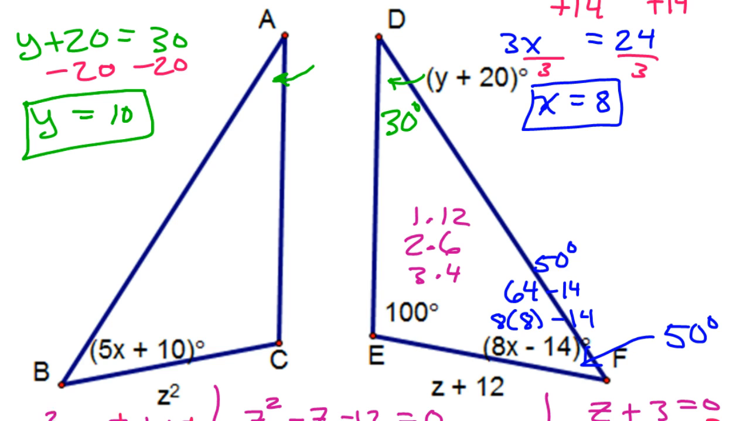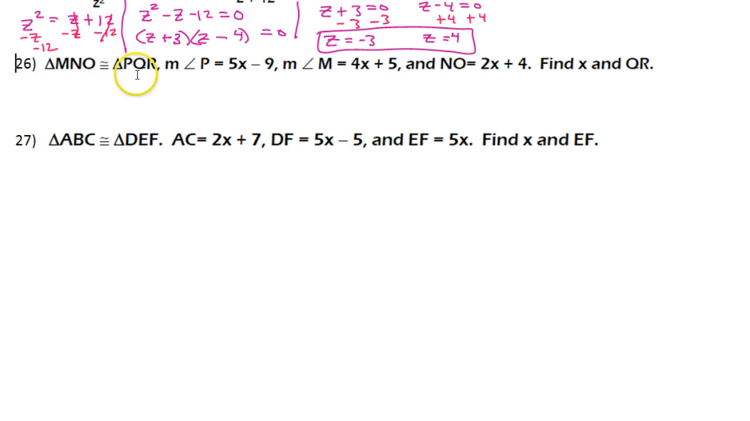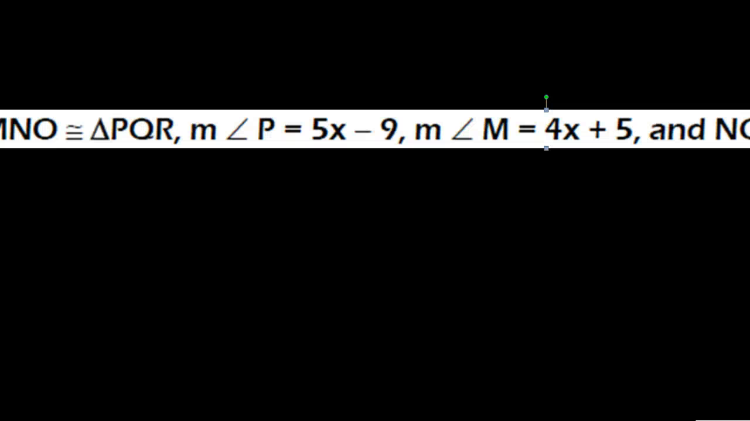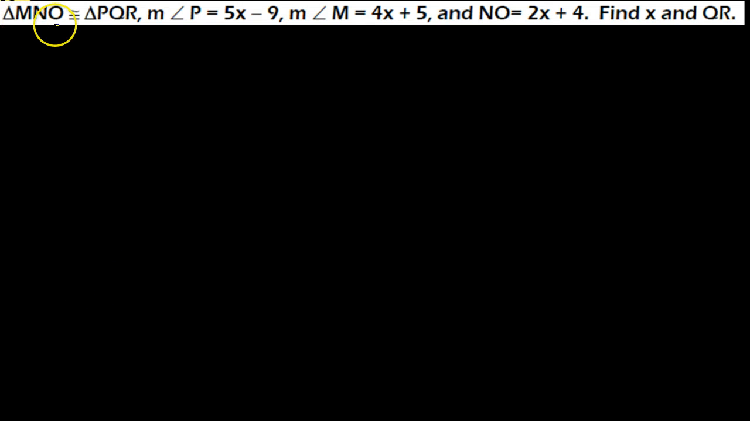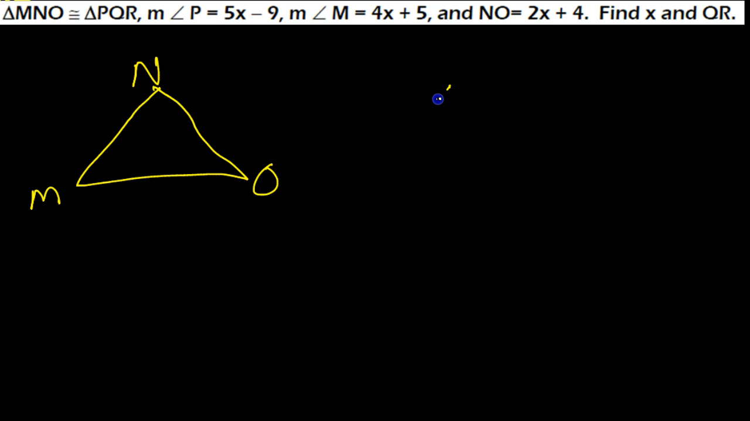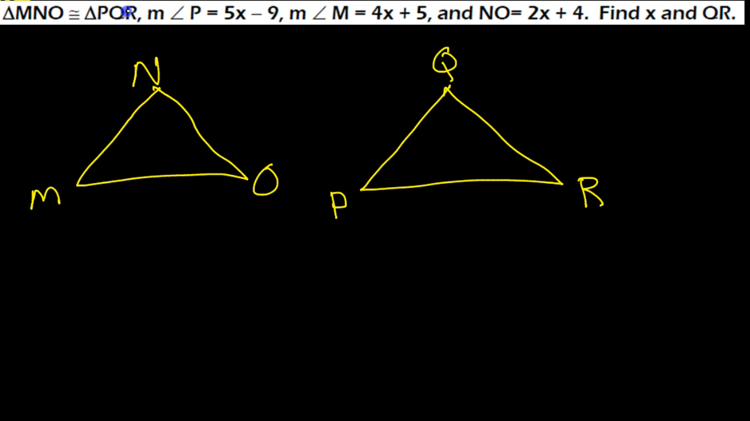All right, for number 26, they're giving us all this information, but I don't feel like I have enough space to work it out here, so I'm going to work it out on scratch paper. All right, here we go. They say triangle MNO is congruent to triangle PQR. So we might as well just draw some triangles. So, all right, this would be triangle MNO, and that's supposed to be congruent to triangle PQR.